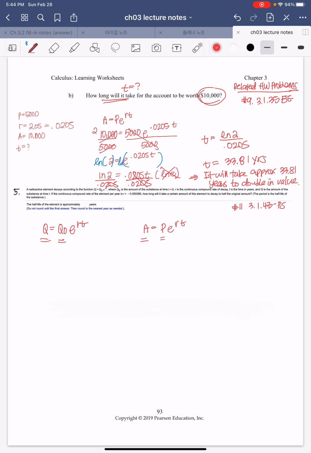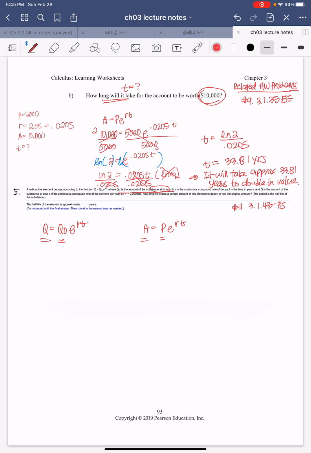So just because it looks like a different letter, don't treat it as a different formula. It's the same formula. They just use different variables. Instead of A, they use Q. Instead of P, they use Q sub 0. So they also define Q sub 0: Q sub 0 is the amount of substance at time 0, so that means right at the moment.